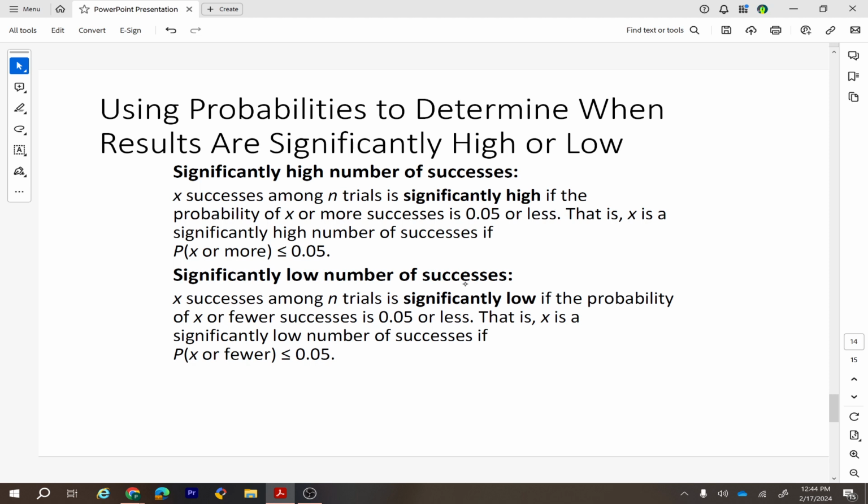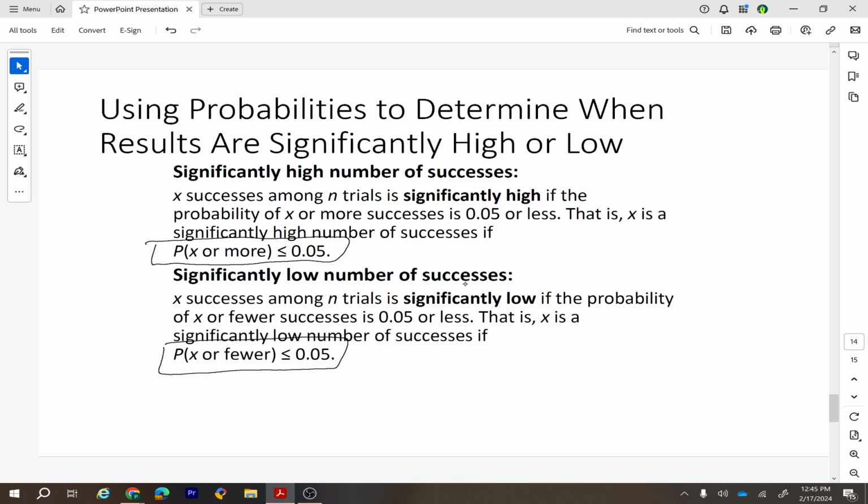X successes among n trials is significantly high if the probability of getting x or more is less than 5%. Similarly, x successes out of n trials is assumed to be significantly low if the probability of getting x or fewer is less than or equal to 5%. Here 5% is not fixed, it might be 1% or it might be 4%.